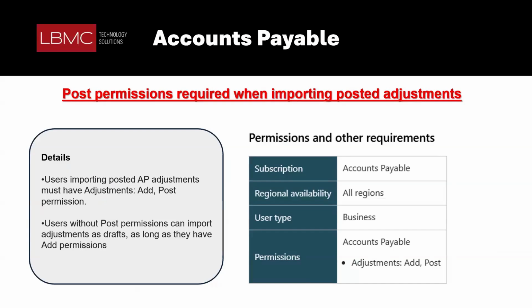Users within the system must have the permissions to add adjustments and post permissions. They've updated the CSV import for AP adjustments to force the permissions within the system. This change provides greater security and control over your financial data. So by requiring specific post permissions, you can ensure only authorized users within Sage can import posted transactions.